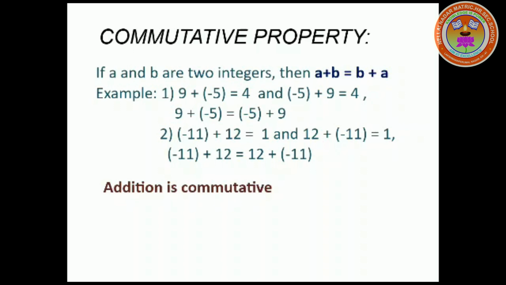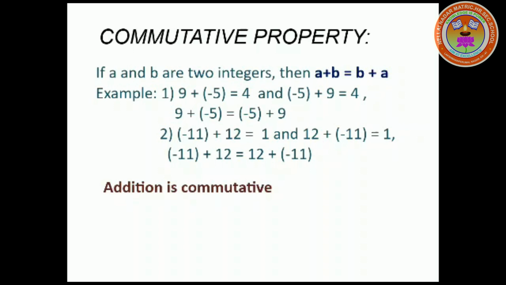Now 9 plus -5. So 9 is positive, -5 is negative. I have to subtract. The greater number's symbol is plus. So the answer becomes 4. Now I have to reverse the order of the numbers. So -5 plus 9 is equal to 4. Now when you observe the first two steps, the answer is the same. So even if I change the order of the addition of the numbers, the answer remains the same. That is what the commutative property states.